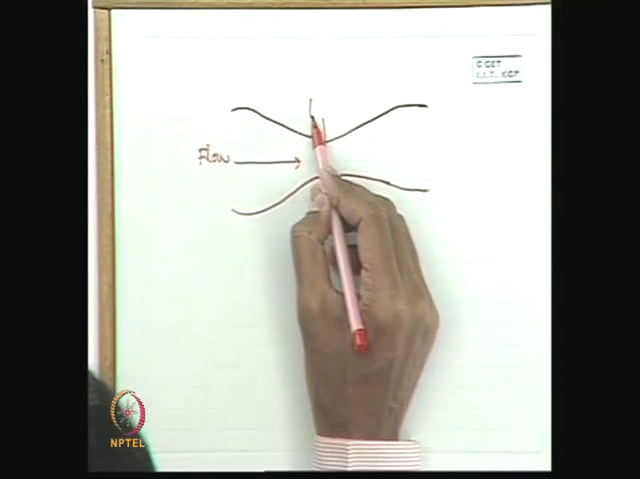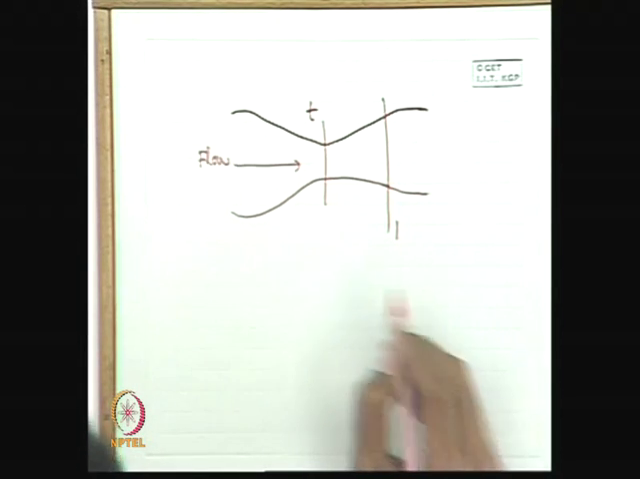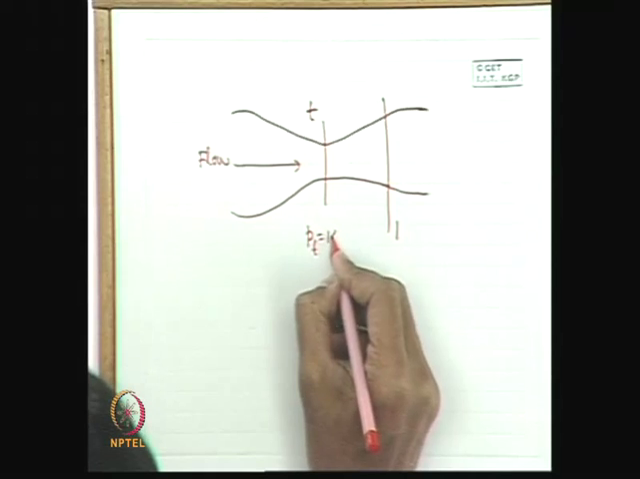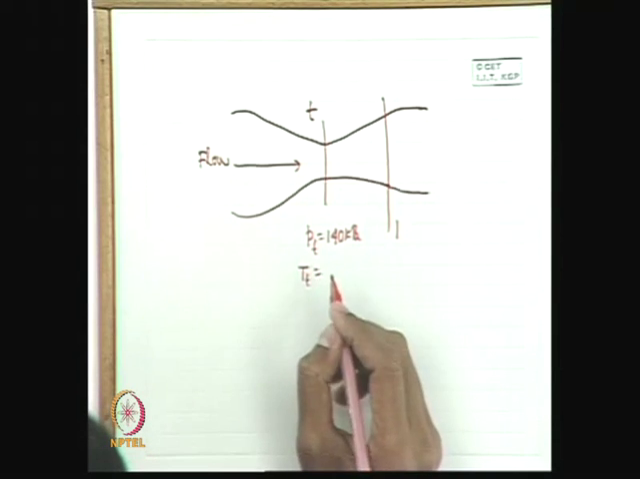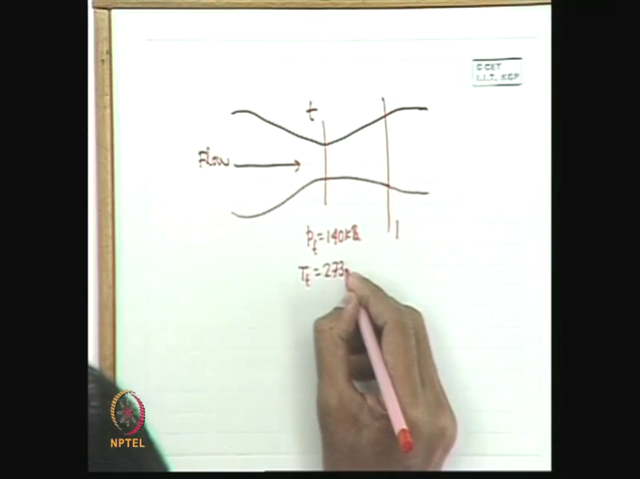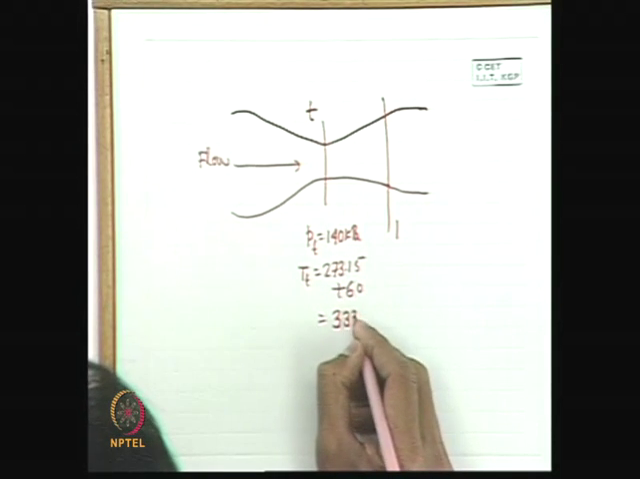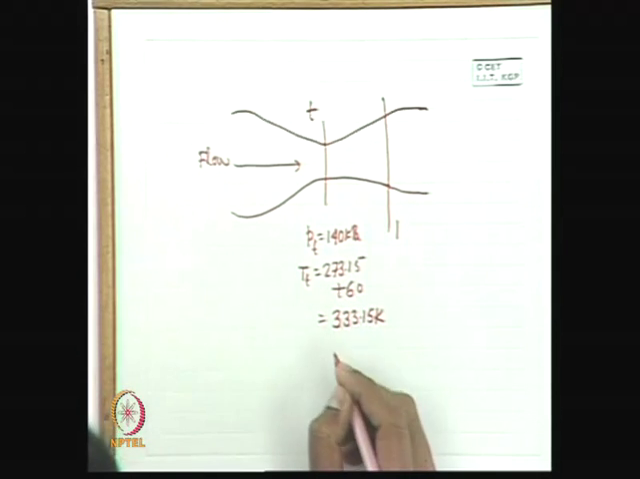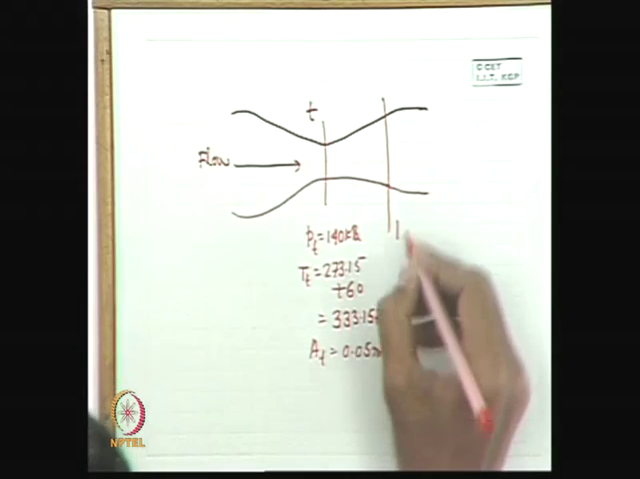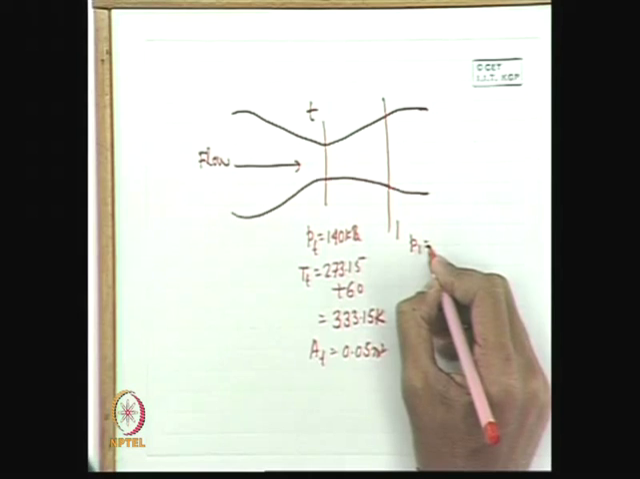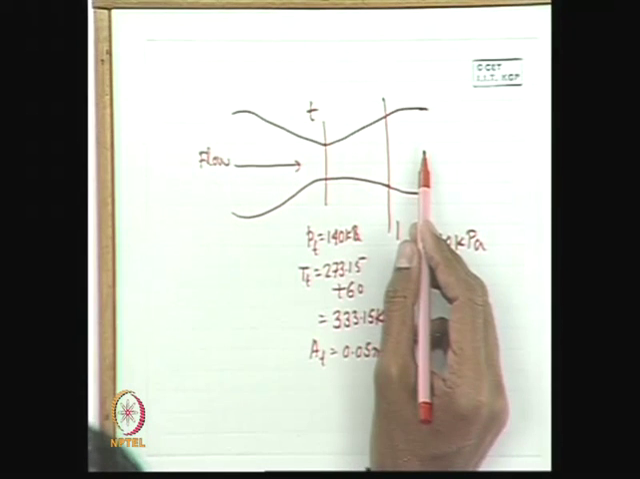Now let us consider this is a throat and some section in the divergent portion is 1. Now, throat conditions are given: Pt is equal to 140 kilopascals, Tt is equal to 60 degrees Celsius. That means 273.15 plus 60, that means 330.15 Kelvin. And area is given, At is 0.05 meters squared. Now, since P1 is given as 70 kilopascals, is it a venturi flow or a nozzle flow, a convergent divergent nozzle?